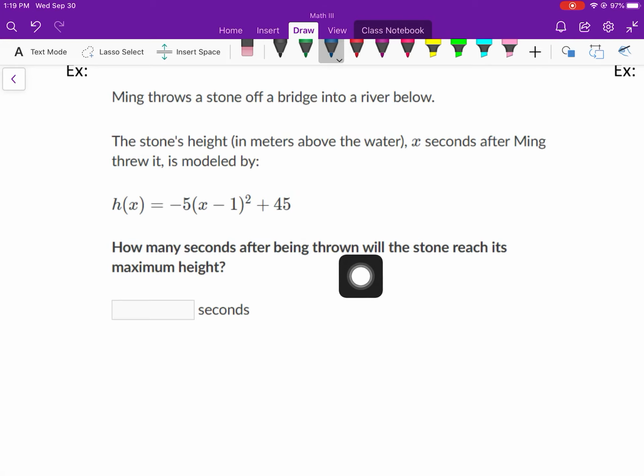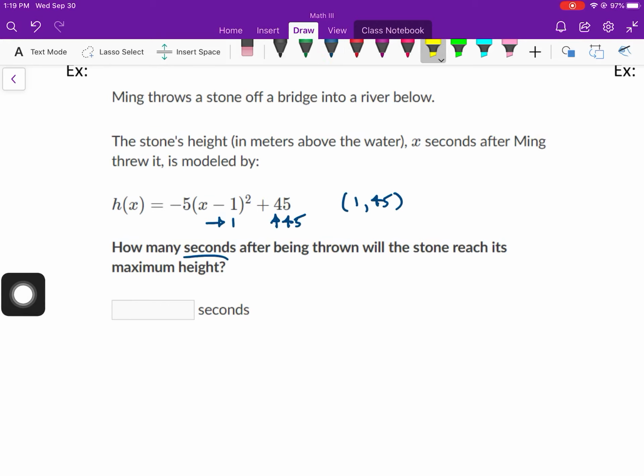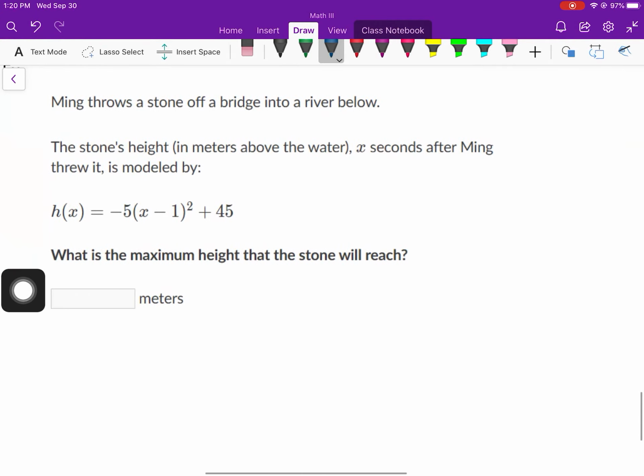How many seconds after being thrown will the stone reach a maximum height? So now we're looking for that vertex, right? We know this one shifts to the right 1, and it goes up 45. So our vertex coordinate is 1, 45. Which one is the seconds, though? This is asking for seconds, which is going to be the x value, because how many seconds will cause the maximum? If it asked for the actual height, you would answer the 45. And that's what this next one's going to do. What is the maximum height of the stone? We already went over that one. It goes to the right 1 and up 45. So that maximum height is 45, which occurs after 1 second.